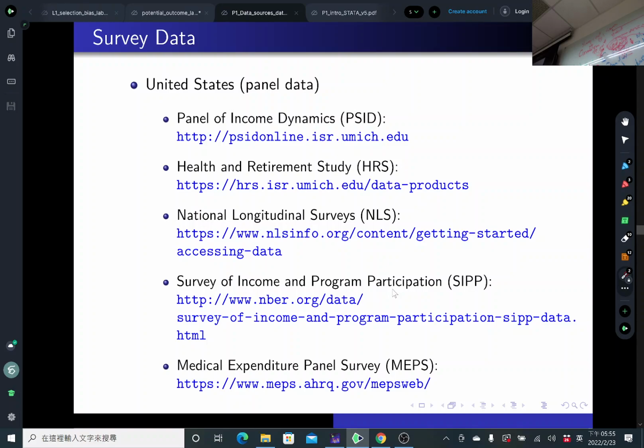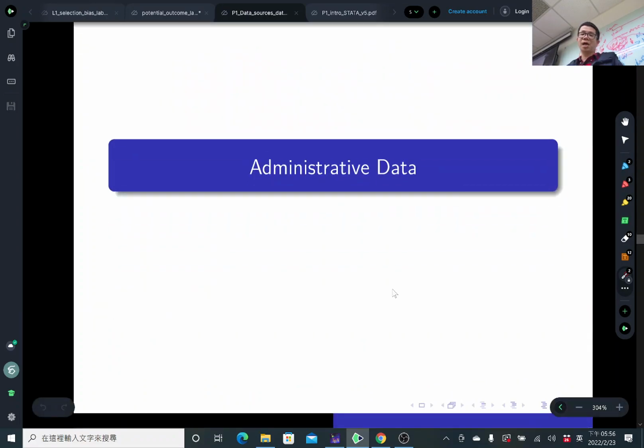And if you want to look at some teenager issues, you can look at the National Longitudinal Surveys. Also, if you want to focus on low income and middle income people, the Survey of Income and Program Participation could be interesting. And this one is for healthcare utilization, the Medical Expenditure Panel Survey. Okay, and in all of these they follow the same person over time. Okay, any questions?